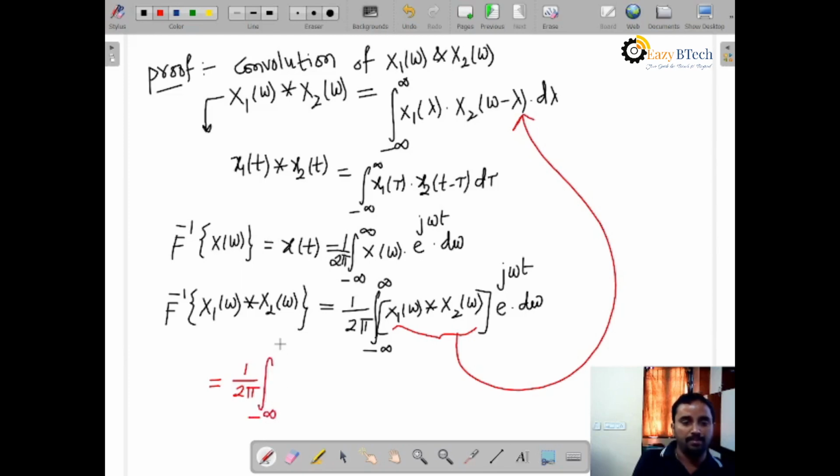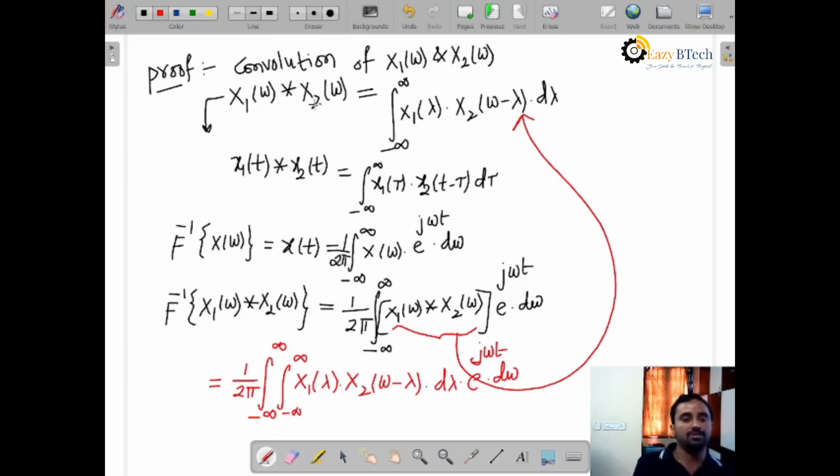integral minus infinity to plus infinity, 1 by 2 pi integral minus infinity to plus infinity x1 of lambda. This convolution I am going to substitute. So again we get integral minus infinity to plus infinity x1 of lambda x2 of omega minus lambda d lambda, right? Convolution we have substituted, e power j omega t d omega, and in the statement we have 1 by 2 pi, right or not?